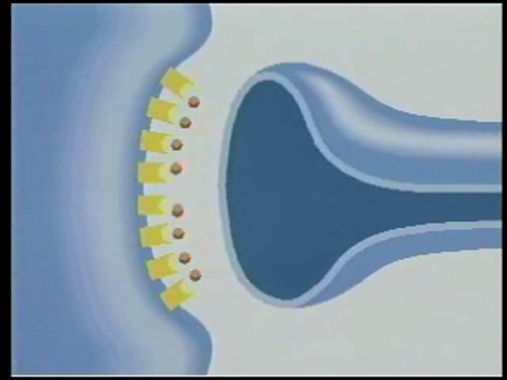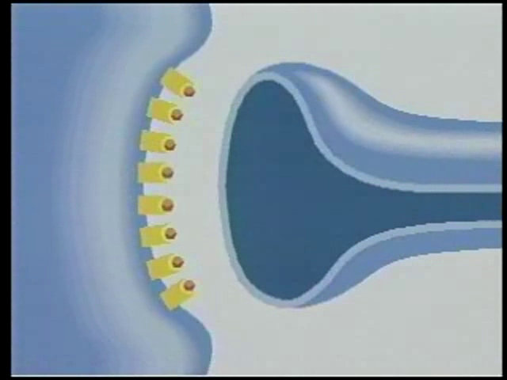These molecules diffuse across the gap and bind to the receptors on the adjacent cell's membrane. The binding of the neurotransmitter to the receptors causes a change in that cell's membrane potential. This change triggers a nerve impulse.